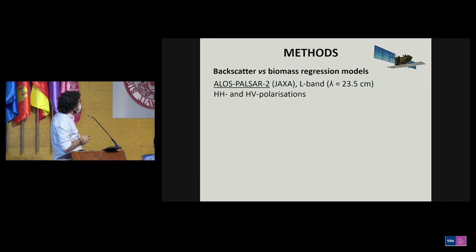With these measurements, we took satellite images from the ALOS PALSAR satellite of the Japanese Aerospace Agency. This is a very interesting satellite because it is emitting radar beams in the L-band, so it is very interesting to quantify the biomass in areas in which the biomass is not so high and that are very spatially heterogeneous, such as that in our region.